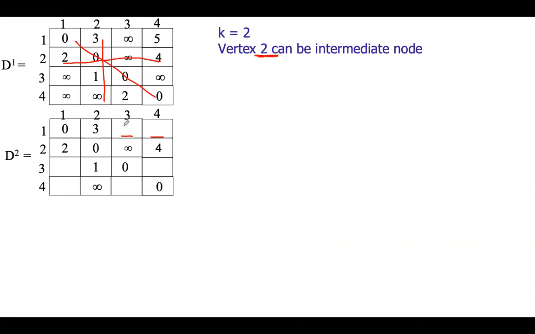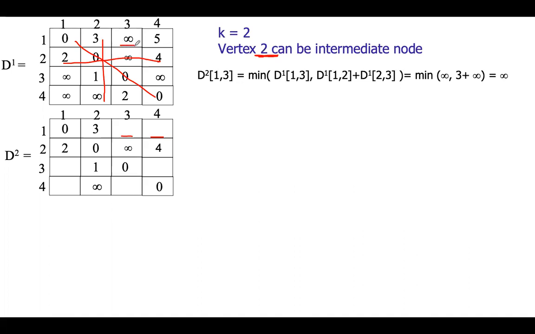So D2 of 1 comma 3 is equal to minimum of D1 of 1 comma 3. D1 of 1 comma 3 is infinite. Write down infinite here. Comma, D1 of 1 comma 2 plus D1 of 2 comma 3. That is, we are going through intermediate vertex 2. So 1 comma 2 is 3, write down 3. 2 comma 3 is infinite.